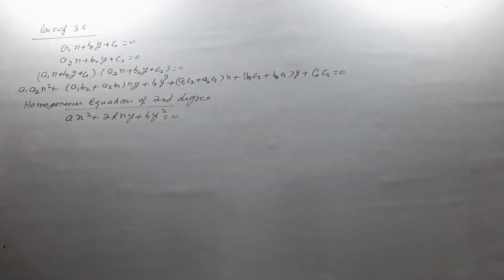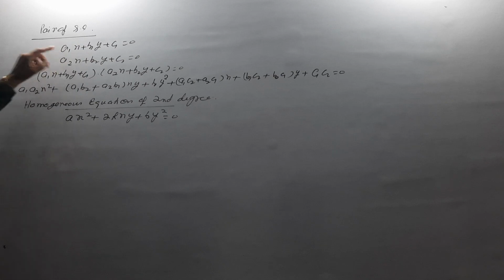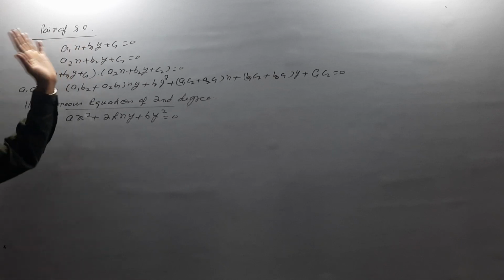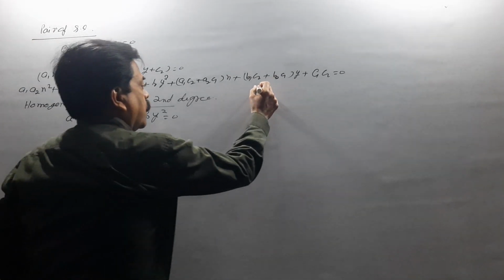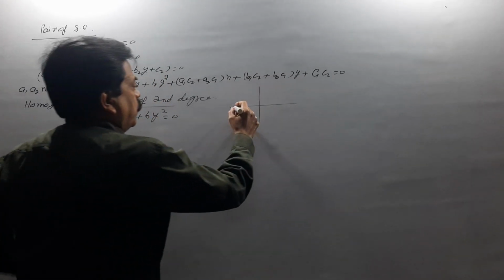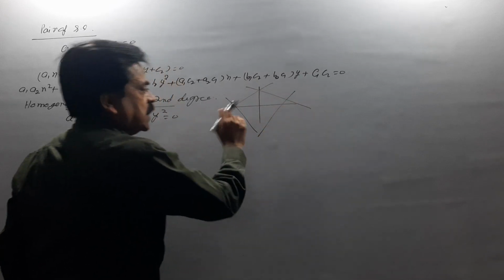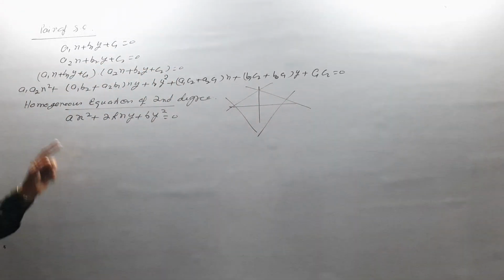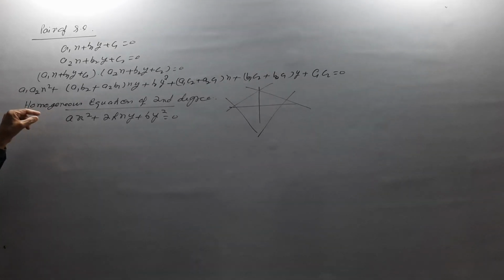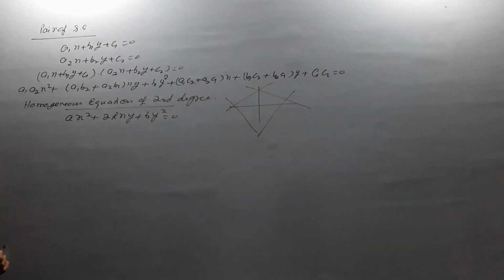The difference is that the two lines represented by the general equation will never pass through the origin. This is a coordinate system. These two lines may be like this or this, but they will not pass through the origin. But the lines represented by this homogeneous equation of second degree will always pass through the origin.